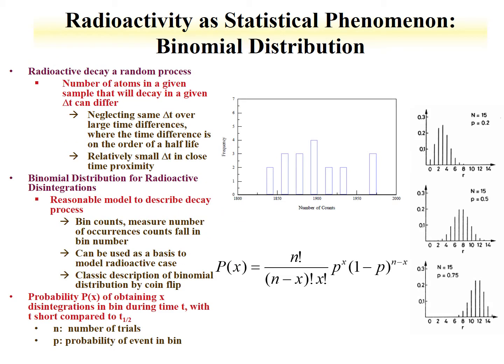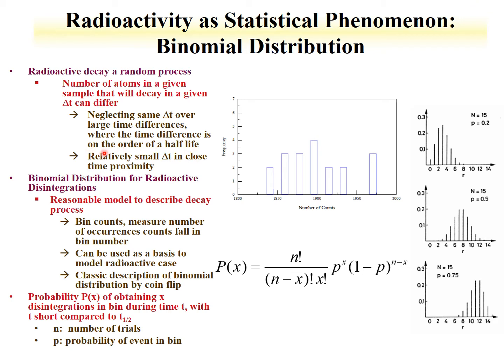As I stated earlier, the error in the counts can be found from the number of counts themselves. It's just the square root of the counts. We're going to go over in the next few slides how that's derived. So we've already discussed that radioactive decay is a random process. The number of atoms in a sample that will decay in a given time can differ because it's a random process. If we compare the same delta t over large time differences, on the order of the half-life, the numbers are going to tend to even out.